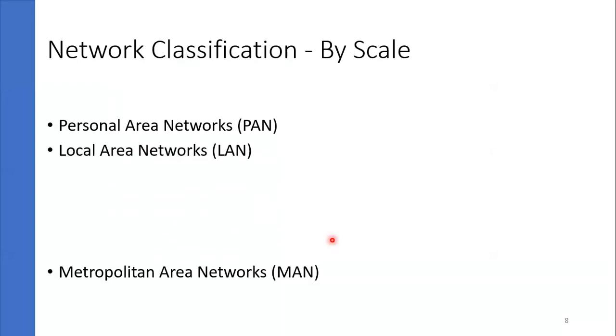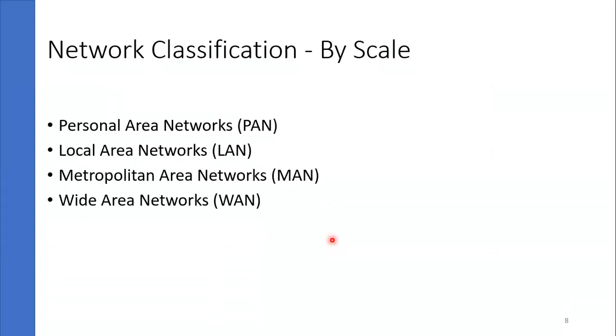We'll move towards network classification based on the size or the scale: PAN, LAN, MAN, and WAN. You know PAN, LAN, MAN, and WAN. These are very common classifications for a network.